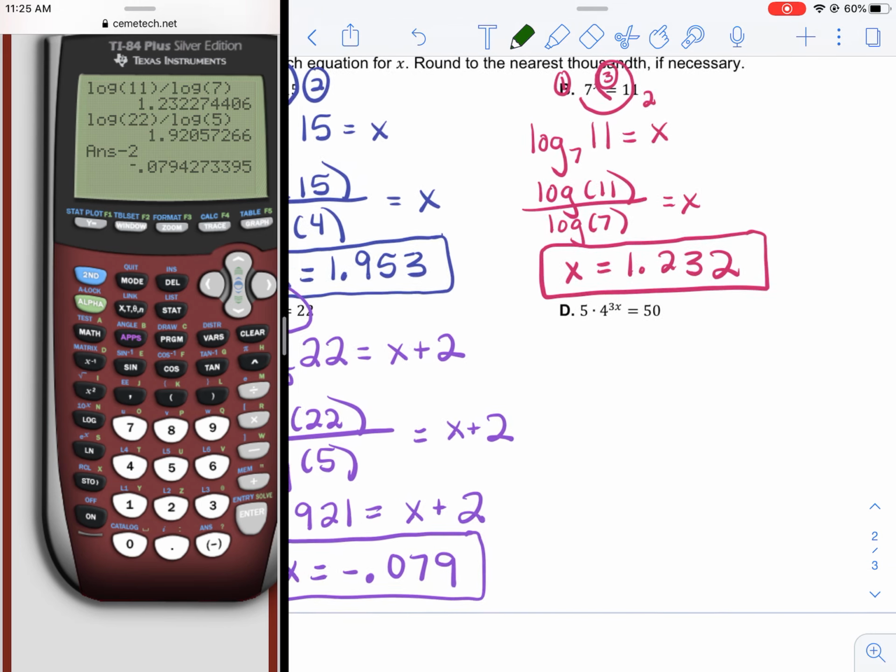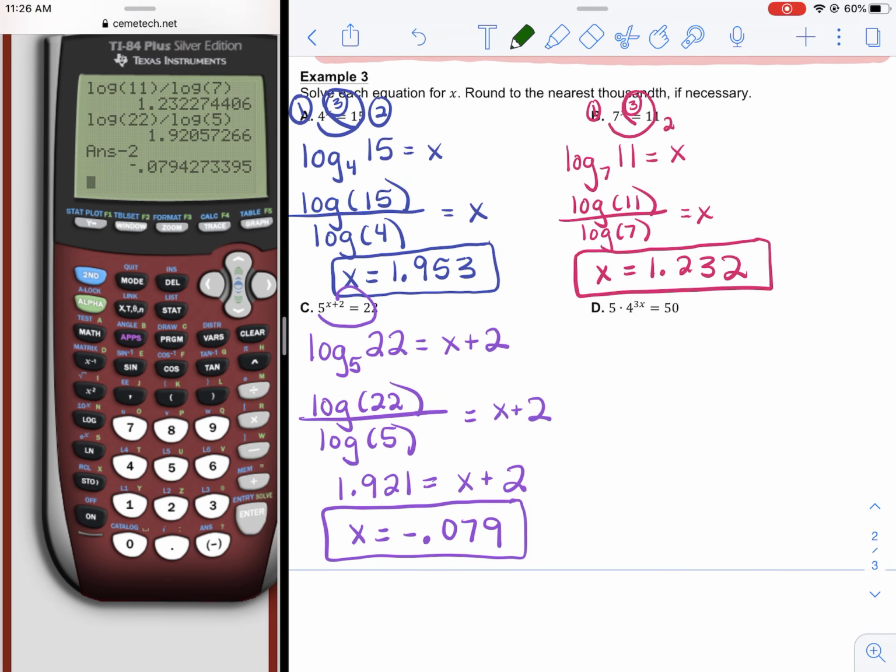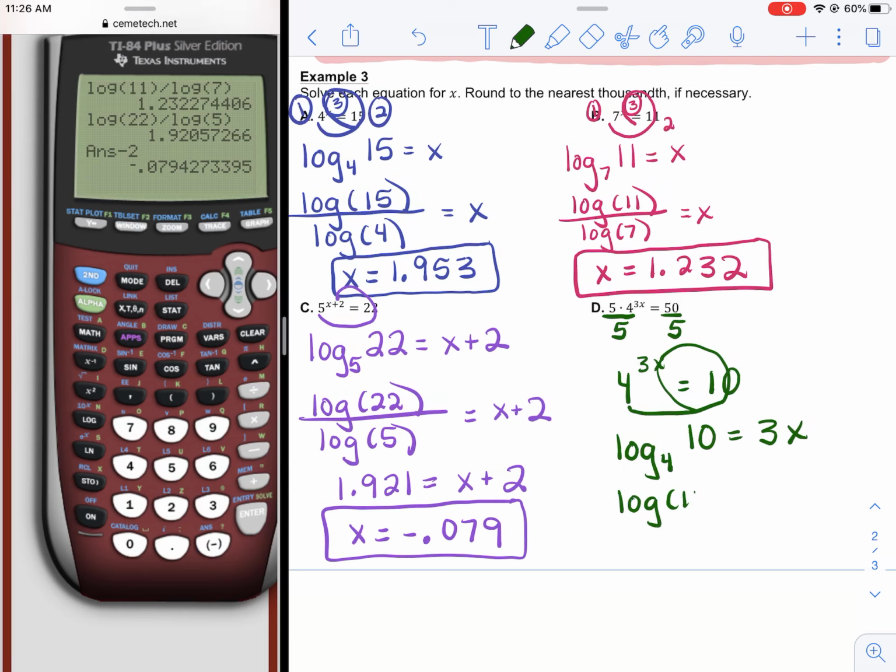All right, and then the last problem. Now, before we change this to log form, we have to get the base of 4 by itself. So we're going to start by dividing both sides by 5, and we get 4 to the 3x equals 10. Now, we're going to change it to log form. So log base 4 of 10 equals 3x. Now I'm going to evaluate the left side using the change of base formula. Log 10 divided by log 4 equals 3x.